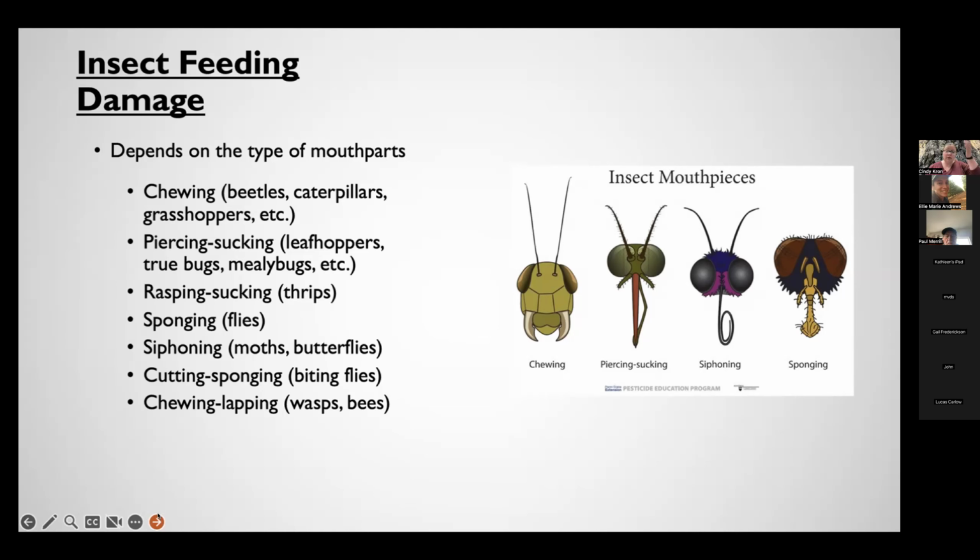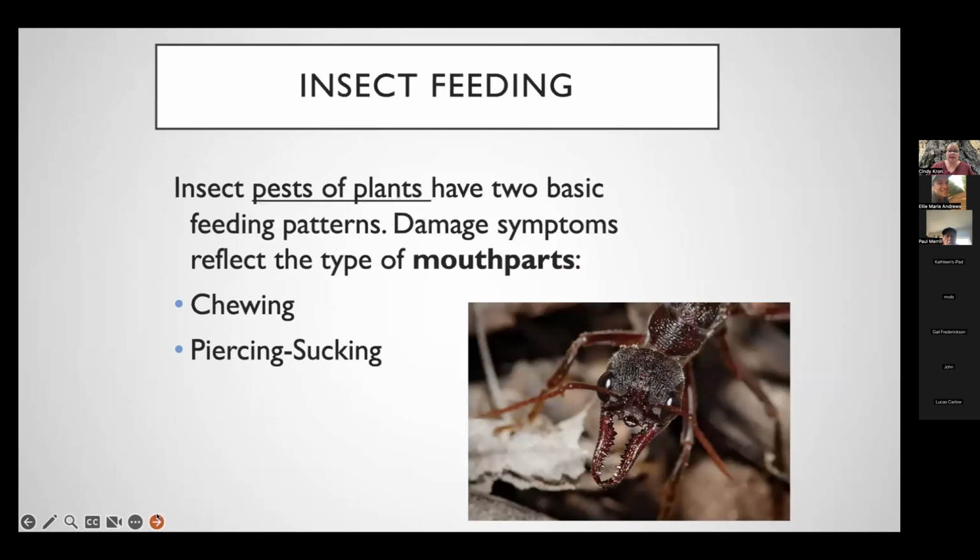But you can look on the left-hand side of how it's broken down, the different types of mouth parts, and the type of damage, which we'll see later. So again, the first three are the major ones in agriculture. Insect pests of plants have two basic feeding patterns, which I just covered. Damage symptoms reflect the type of mouth parts. So chewing and then piercing, sucking. Rasping can sort of be thrown into piercing, sucking. The damage looks a little different, but it's very similar.